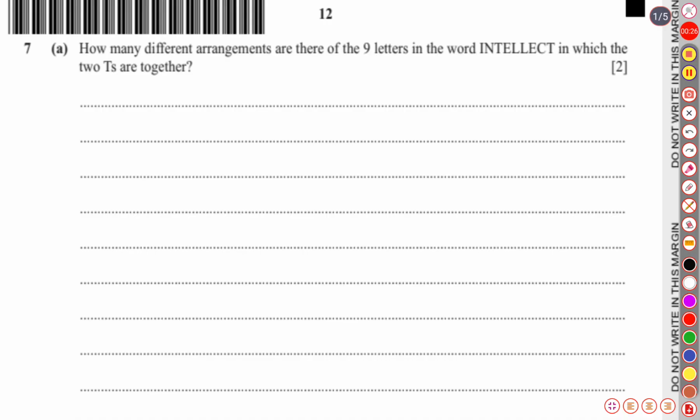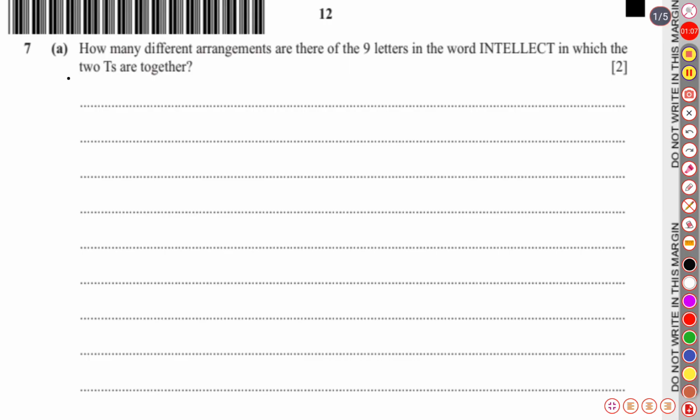It says, how many different arrangements are there of the 9 letters in the word intellect in which the two T's are together? This is one of the easiest and most common questions in Probability and Statistics paper 1, and we know the concept for solving number of arrangements is permutation, so we will apply the concept of permutation. Before that, let us see what the restriction is. The restriction is the two T's are together.